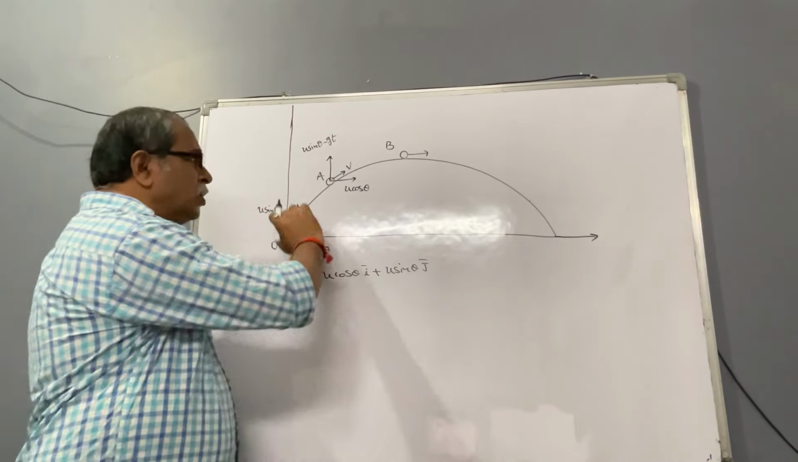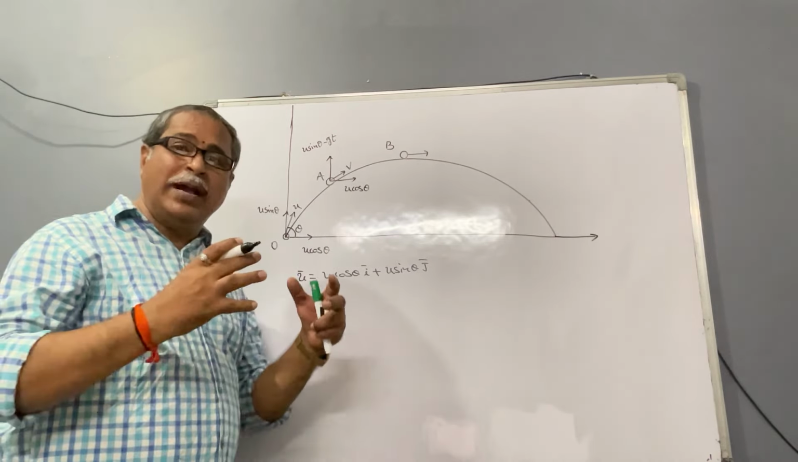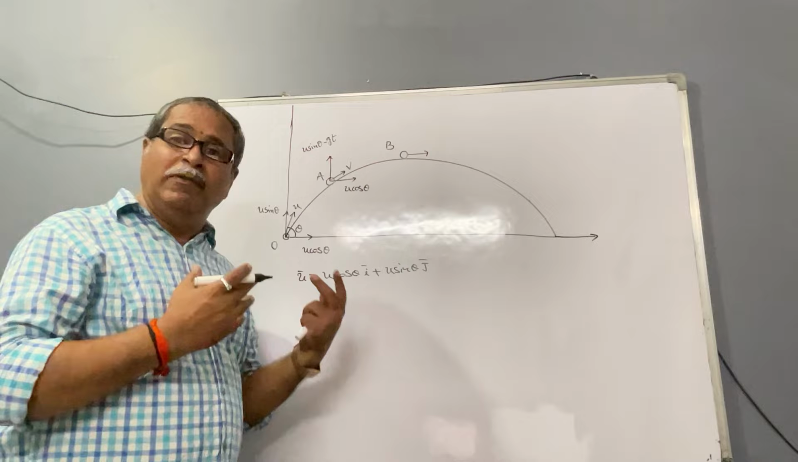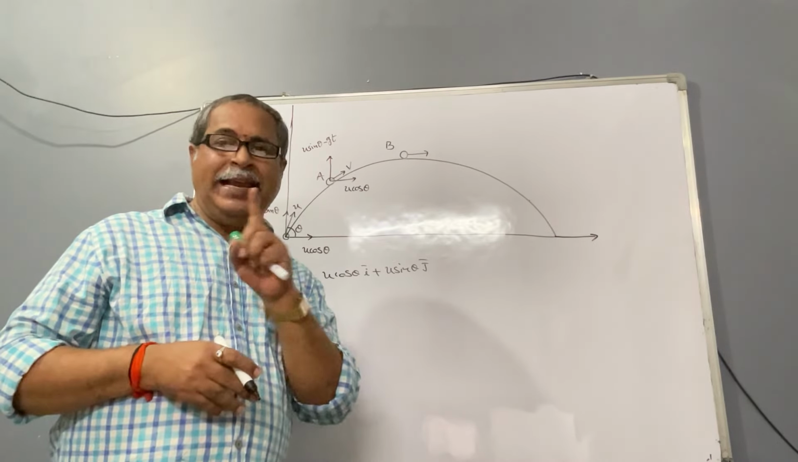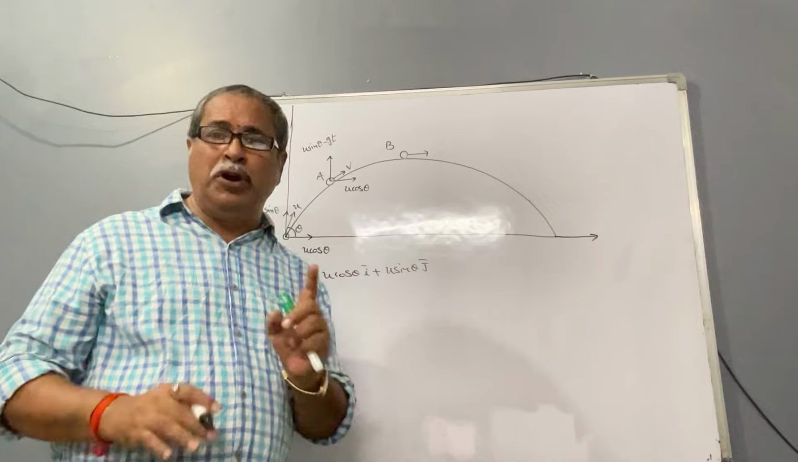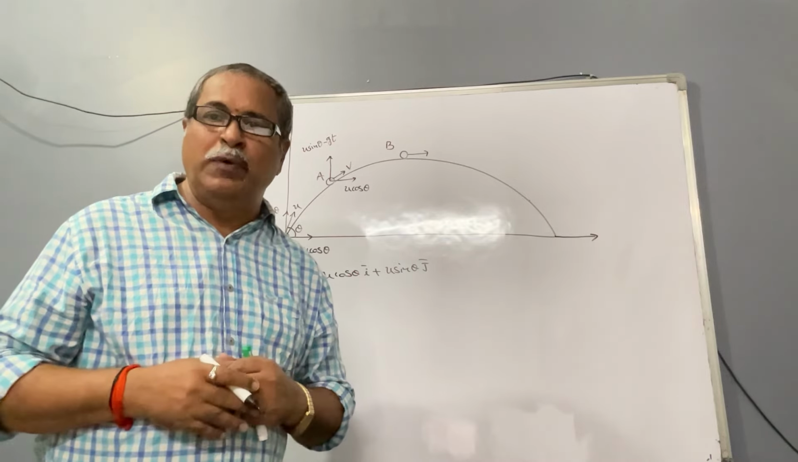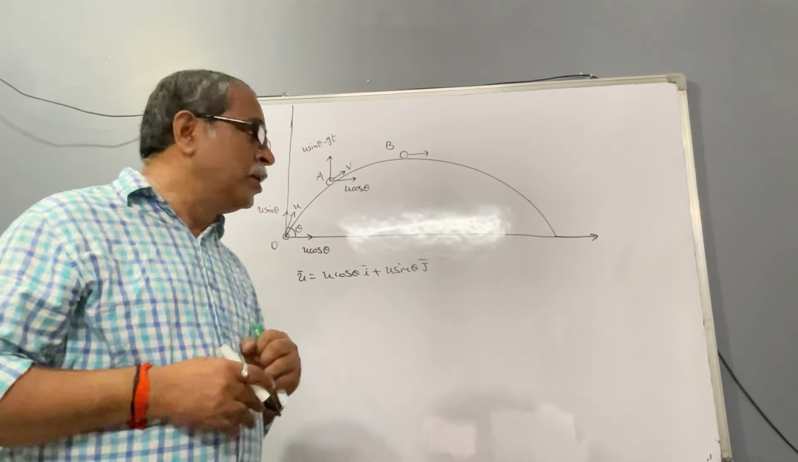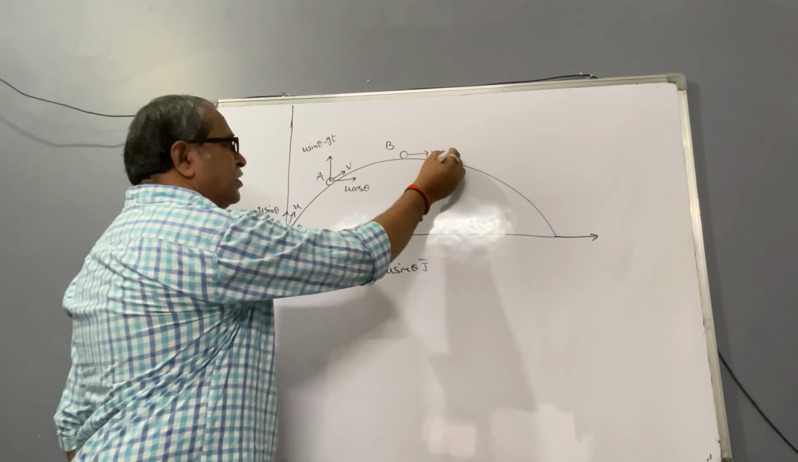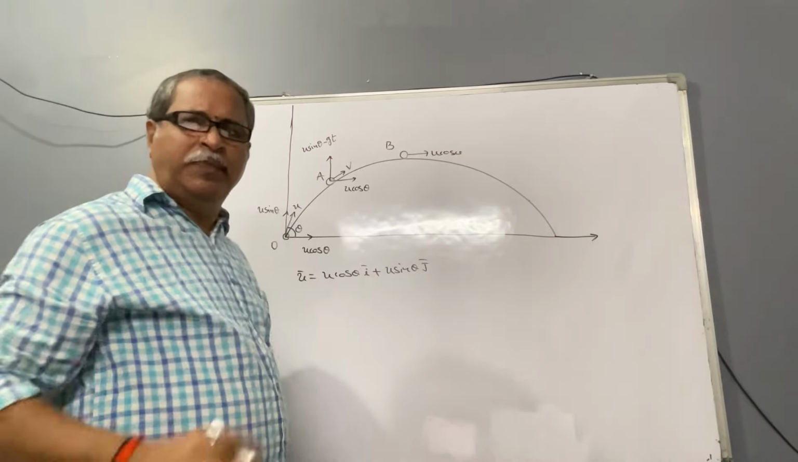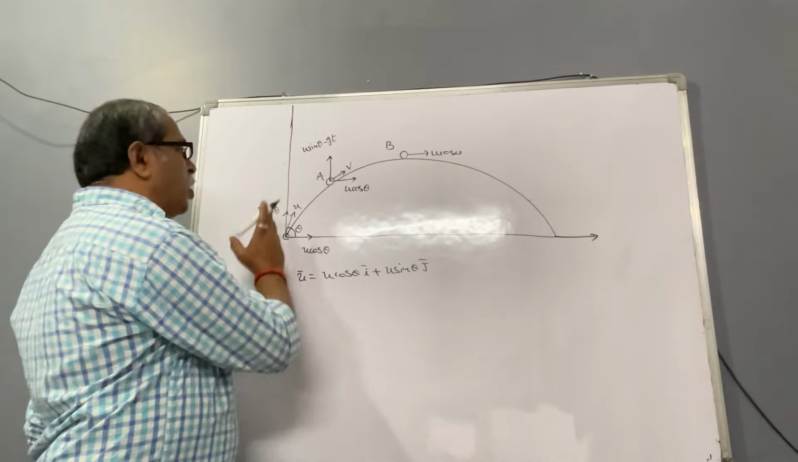And velocity after t seconds: as time goes on, its vertical velocity decreases, but horizontal velocity does not decrease, because in the horizontal direction there is no acceleration at all. The body will not experience gravitational force along the x-axis direction. So along the x-axis there is no acceleration, so velocity is constant throughout the journey. But vertical velocity changes from point to point.